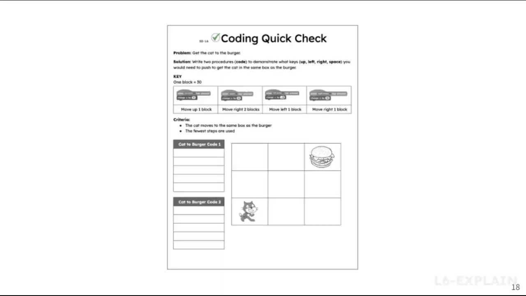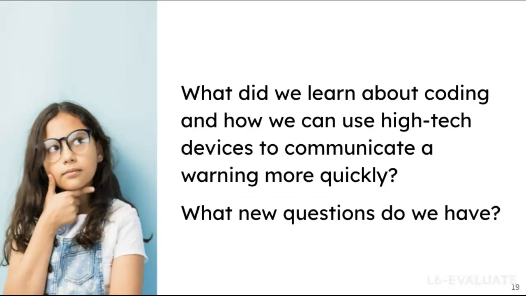For the Evaluate portion, you'll have students do the Coding Quick Check student journal page. To support student sense-making across the unit, orient them back to the driving question board. Ask students, what did we learn about coding and how we can use high-tech devices to communicate a warning more quickly? And what new questions do we have?